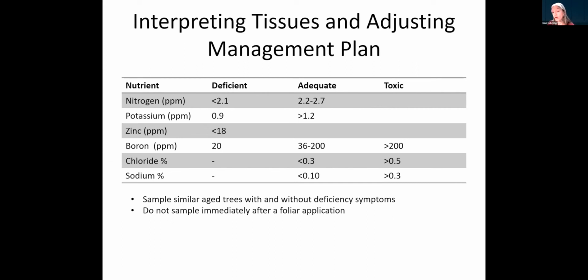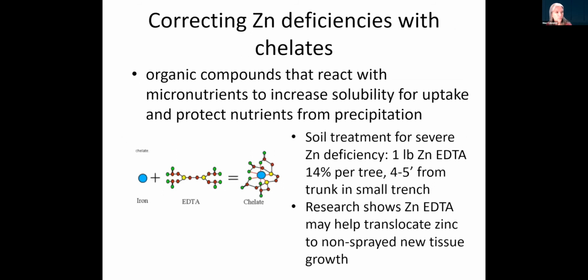And some studies in almond have shown that fall applications are almost as helpful as spring applications. But still, our understanding is that the main window for uptake is during the spring, during that active shoot growth, and then during flowering for boron. Okay, so correcting zinc deficiencies with chelates.